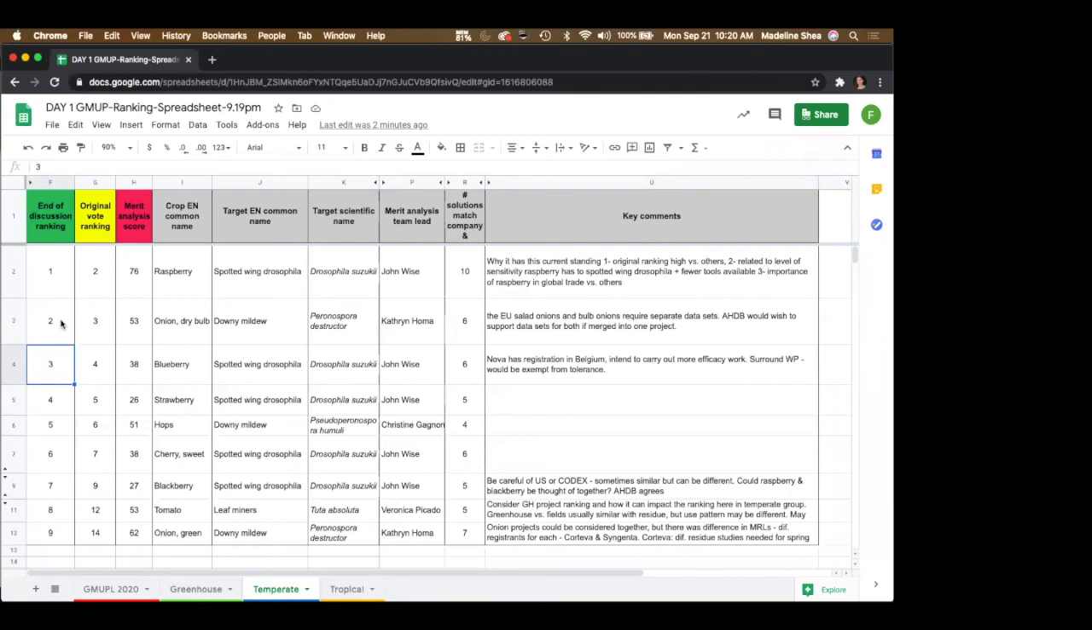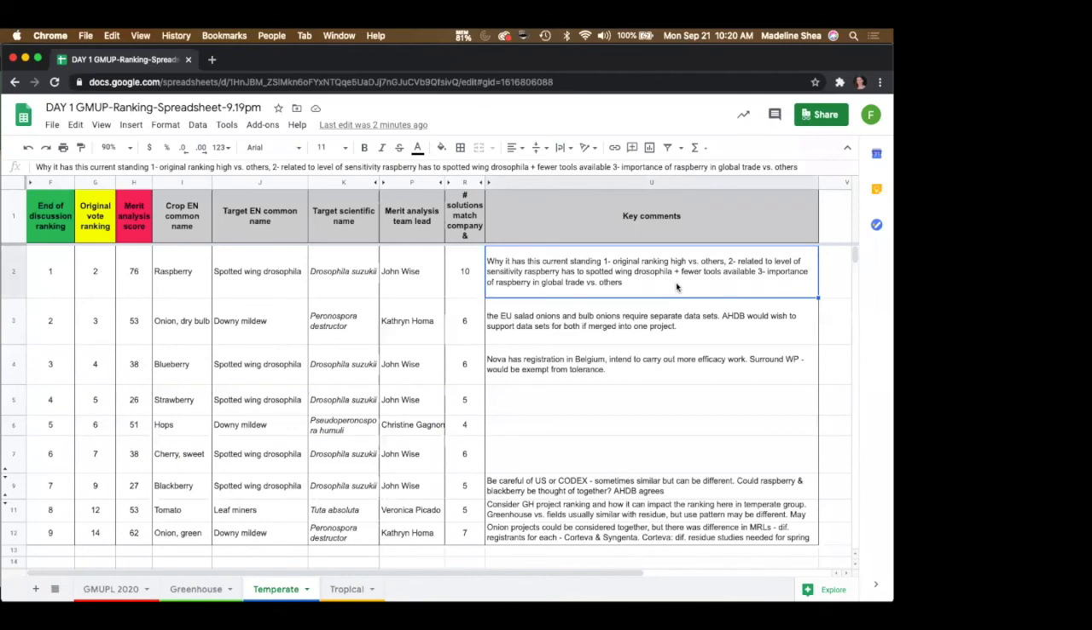If I could just make a comment, John, just to confirm, for Codex, it's raspberry or blackberry. So it's similar to the US for the crop group. So with regard to blackberry, I think where it is fine then.